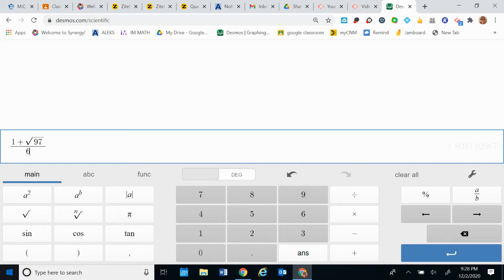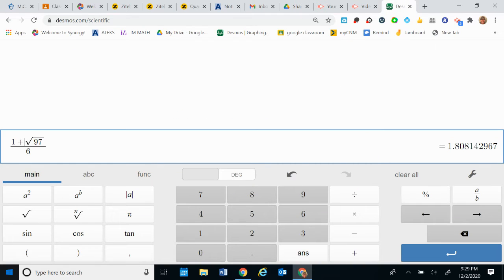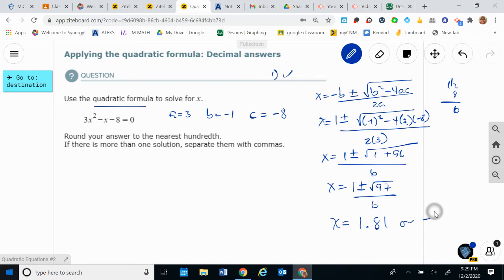And then it says to the nearest hundredth. So there you go. It's 1.81. Round up. Okay, 1.81. X equals 1.81. Or, and then come back and change that to a minus sign, and we're good to go. Or negative 1.47. Negative 1.47. Okay, next.